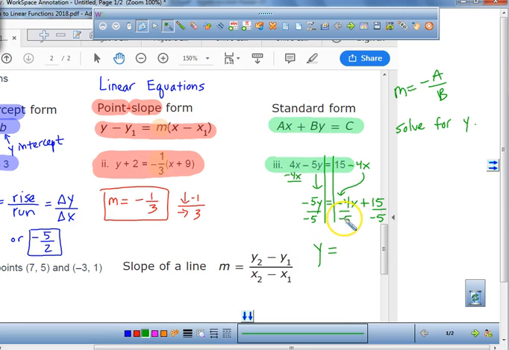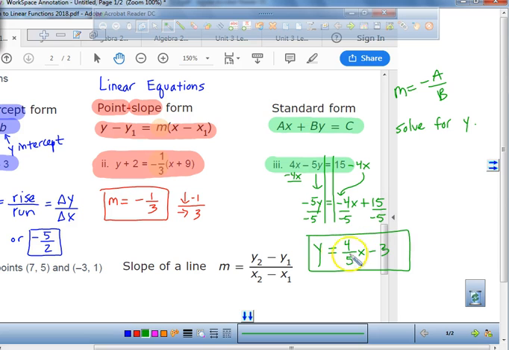Now, a negative divided by a negative is still a positive, but 4 is not divisible by 5, so we just leave it as what? 4 over 5. And then here it says 15 divided by -5. And 15 divided by 5 is 3, so 15 divided by -5 is a -3.